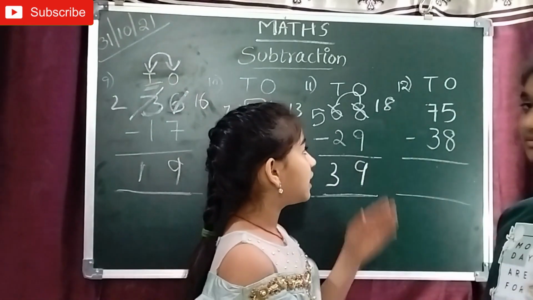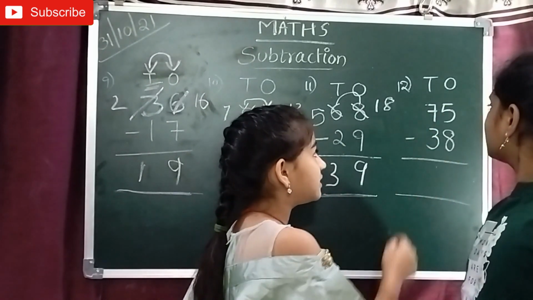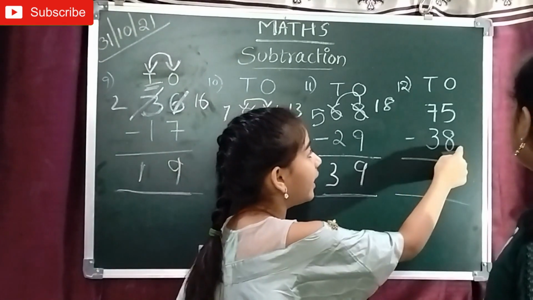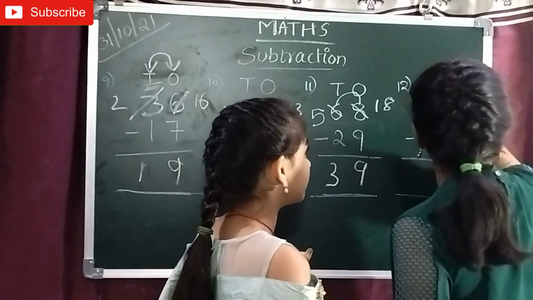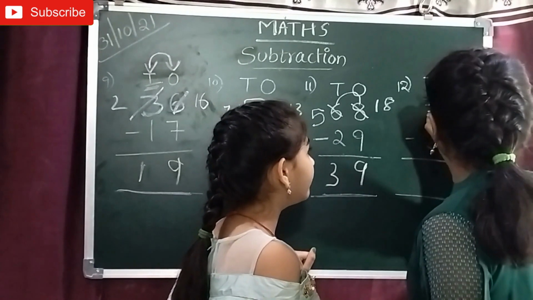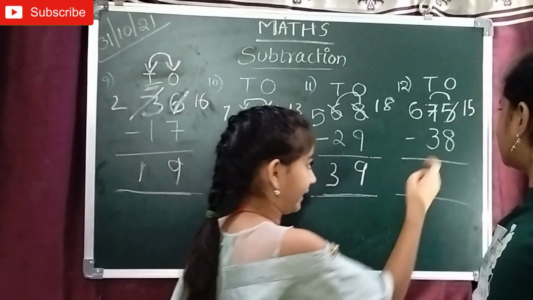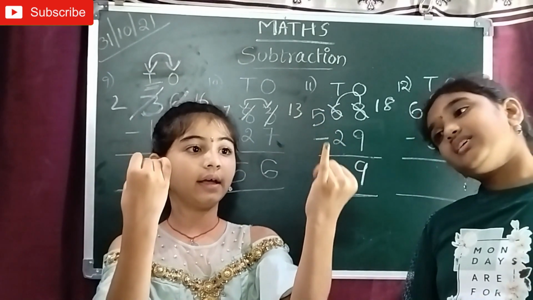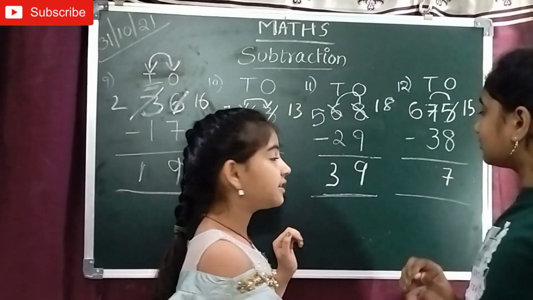So in the 12th example there is 75 minus 38. In the ones place there is 5 minus 8. It cannot be subtracted. So we should borrow from the tens place. And 5 will become 15 and 7 will be 6. 15 minus 8. 14, 13, 12, 11, 10, 9, 8, 7. So we should write 7 in the ones place, and then 6 minus 3.